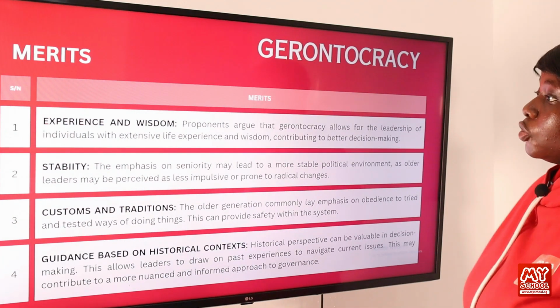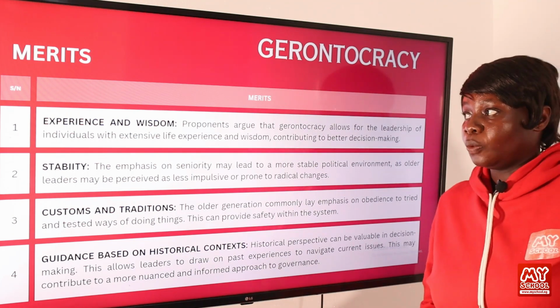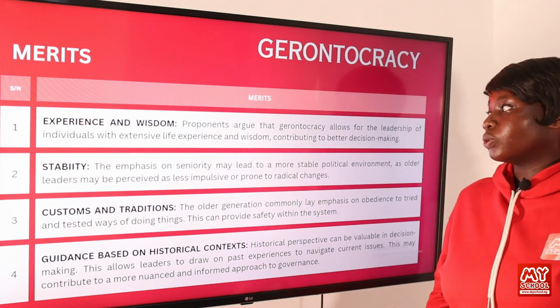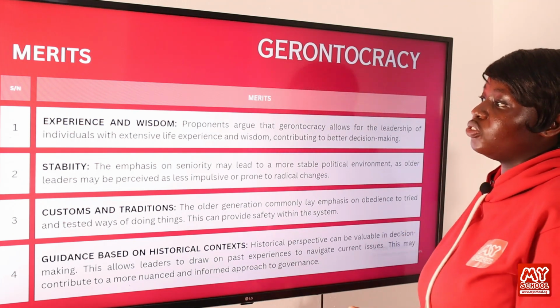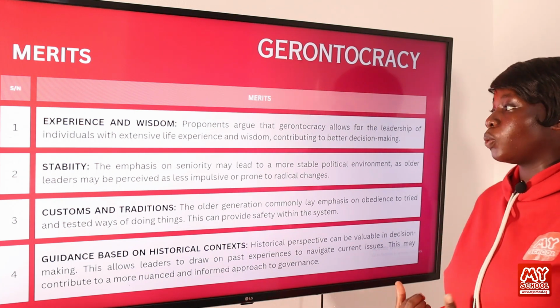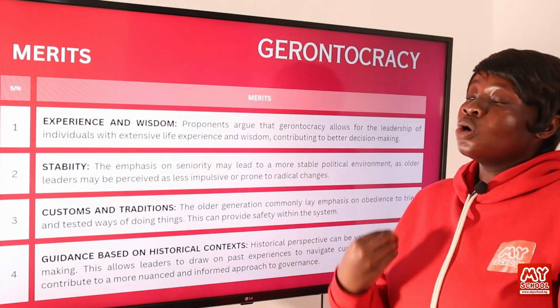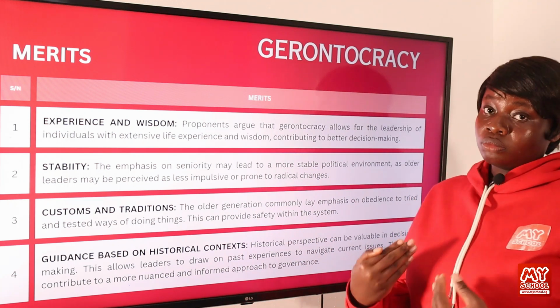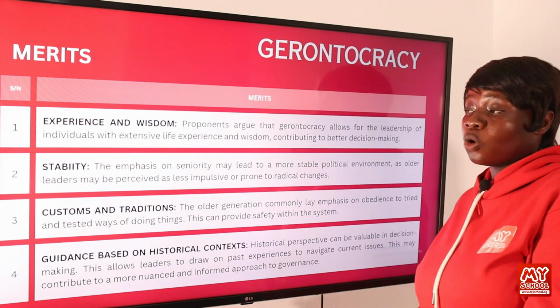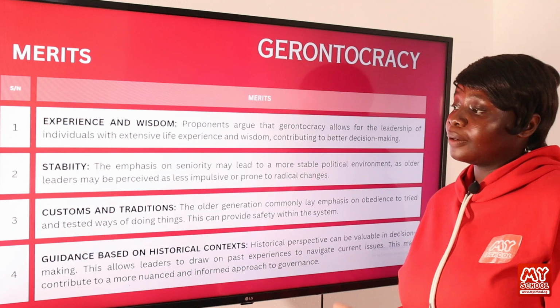One of the merits of gerontocracy is experience and wisdom. Proponents argue that gerontocracy allows for the leadership of individuals with extensive life experience and wisdom. This contributes to better decision-making. So with more experience and wisdom, the decision-making process within the country will be better.